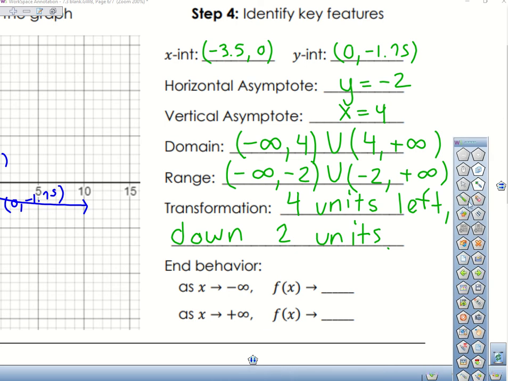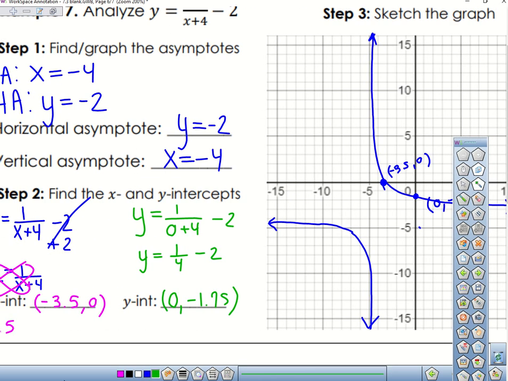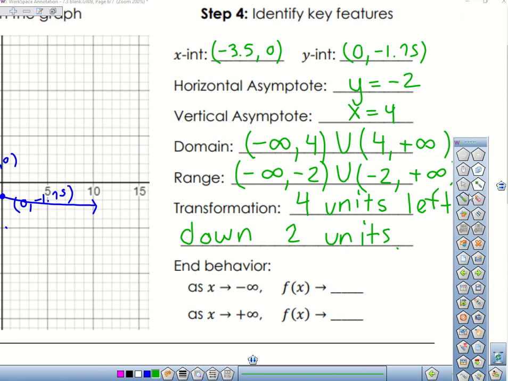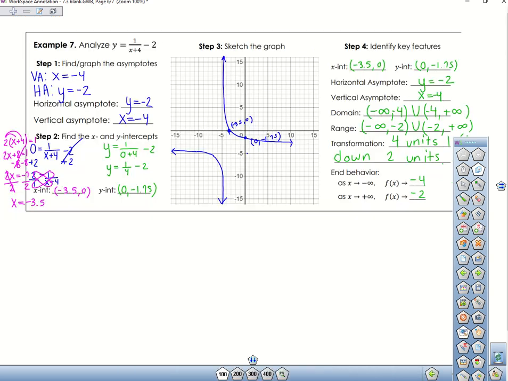Wait a minute. Oh, we found it to be negative 4, not positive 4. These are negative 4s, by the way. I just realized I can't see it all in one spot, so it's a negative. So our end behavior is just going to be our 2 asymptotes, which are going to be from negative 4 and negative 2. So that's how that one's going to look.